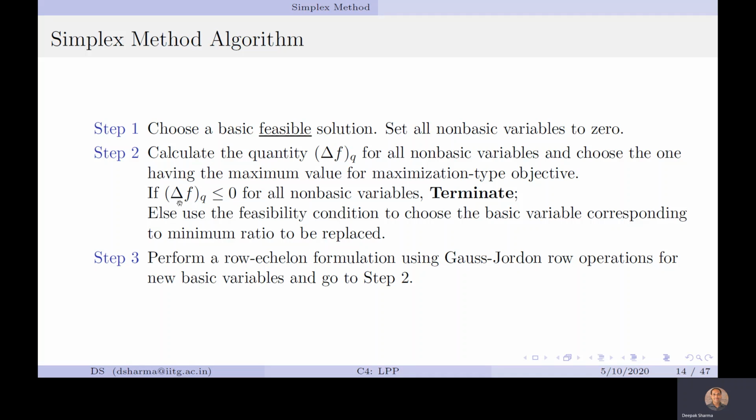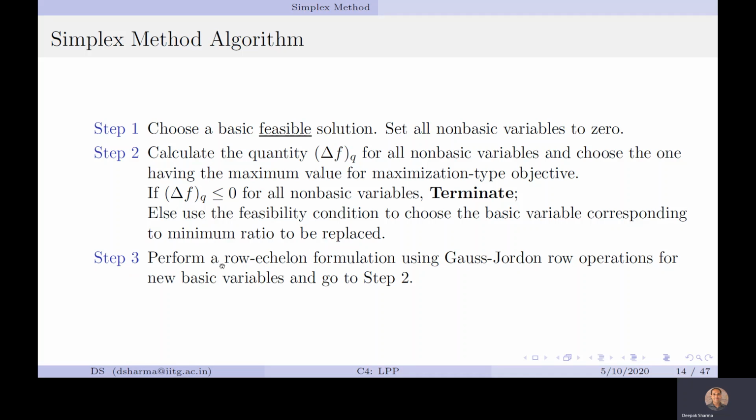By checking the optimality condition, we will find which non-basic variable can be made basic. If this delta Z value is smaller than 0 for all non-basic variables, then we should terminate the algorithm, because there is no variable which can further improve the objective function. However, if that is not the case, then we check the feasibility condition, in which we find the minimum non-negative ratio. We'll see how when we solve the problem. So step 2 will identify the entering non-basic variable and the leaving basic variable. Then there will be corresponding changes in the simplex table.